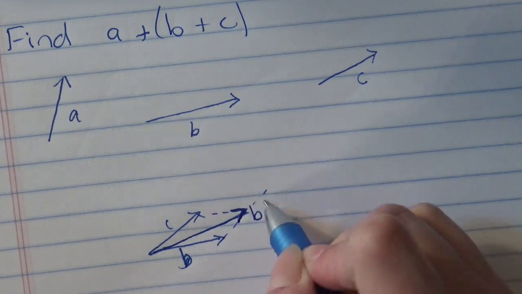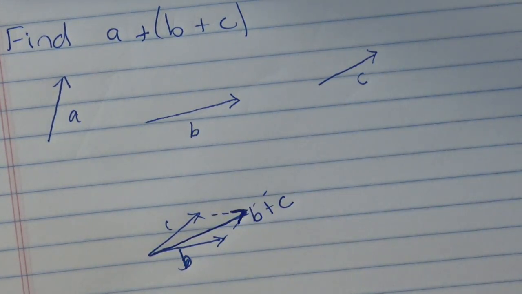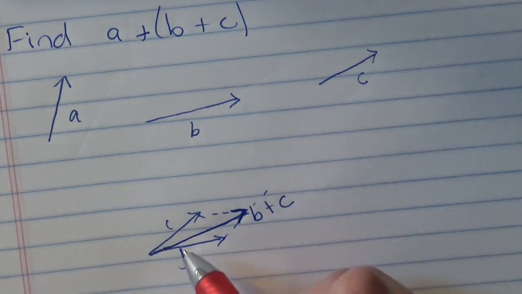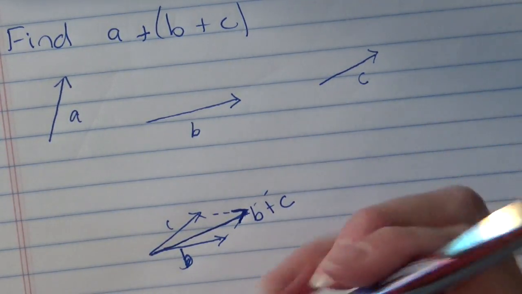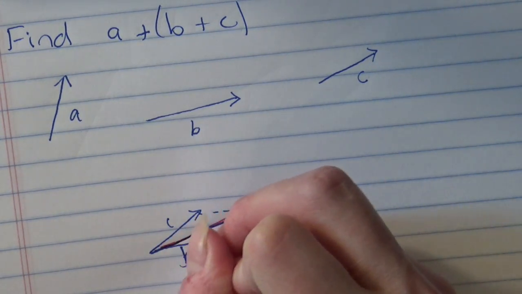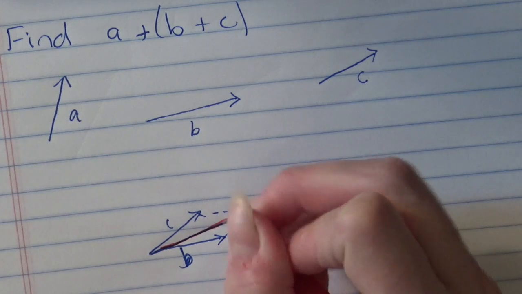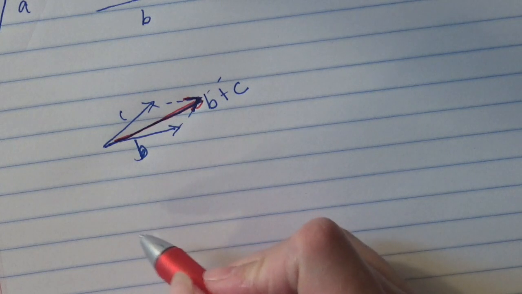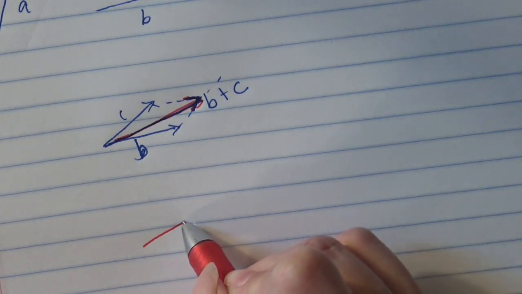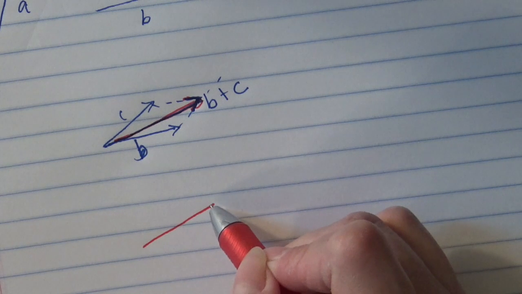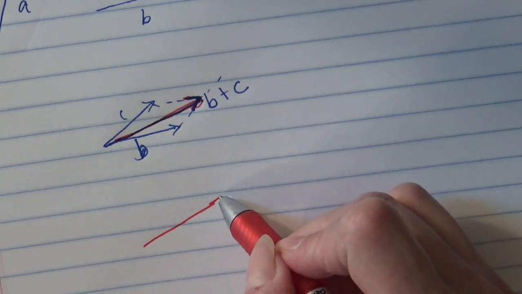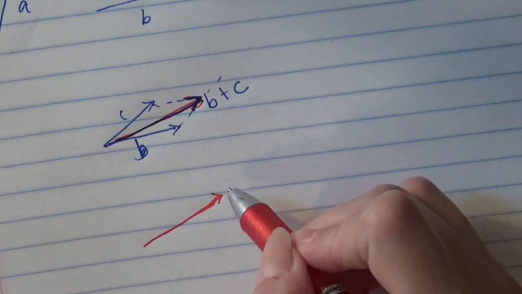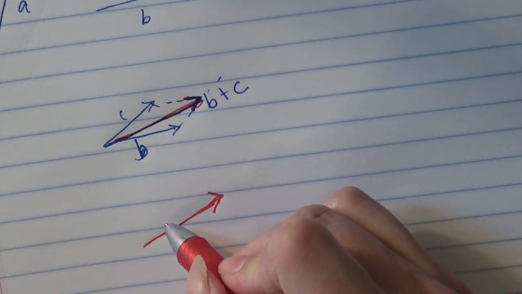Alright, now we have to take the new vector that we just got and add it to A. So I would recommend doing this in a completely separate step. So here's B plus C. We're going to take this one and add it to A. So I'm just going to try to trace my resultant B plus C at the exact same angle to the best of my ability. So it needs to be parallel to what I drew up there. And it needs to be about the same length to the best of our ability. So there's B plus C.